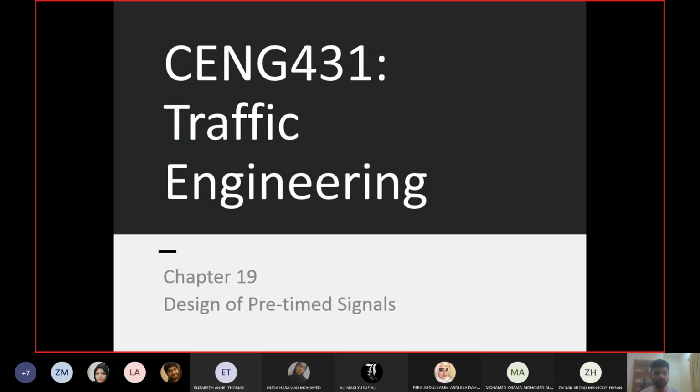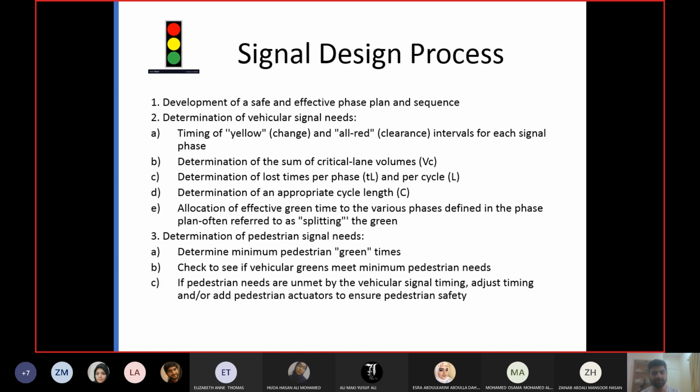Obviously we cannot cover all the types of signals in this course, so we are just covering pre-timed signals. The design process consists of 3 steps. The first step is developing a safe and effective phasing plan in sequence.